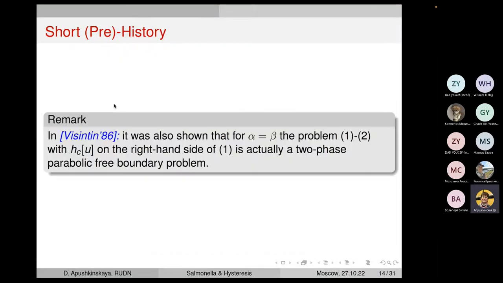So, I mean, Visintin also considered this limit case where alpha equals beta, where we make the two thresholds coincide. But again, he replaced our strong hysteresis operator with this continuous hysteresis. And it was actually a two-phase parabolic problem, which was well studied.